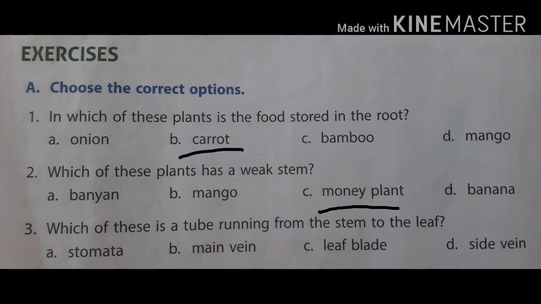Third question. Which of these is a tube running from the stem to the leaf? Yes, main vein. Underline main vein. Children, stomata is the small opening which we can see under the leaf. Then leaf blade is the flat area of the leaf. Side veins are the branches which come from the main vein.